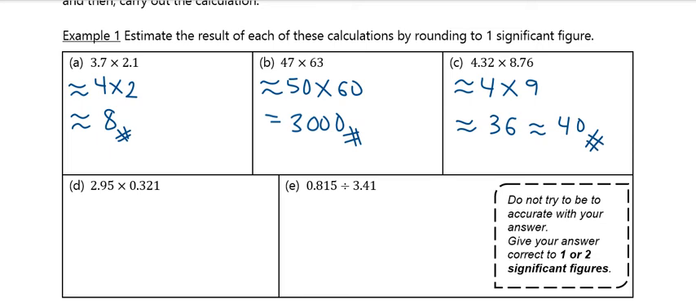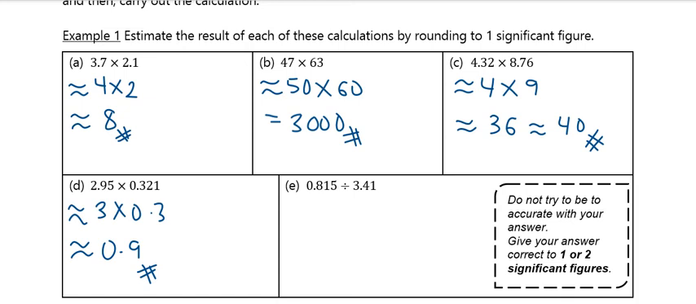All right. So for part D, the next one here, 2.95 times 0.321. So be careful over here. The first significant figure is after the decimal point, which is the number 3. So here you will have 3 times 0.3, and this is 0.9, which is already one significant figure.